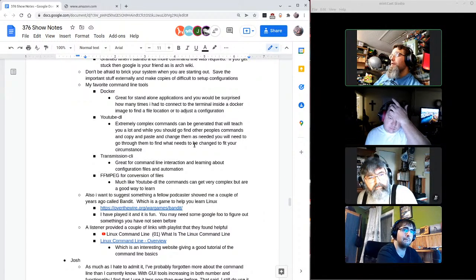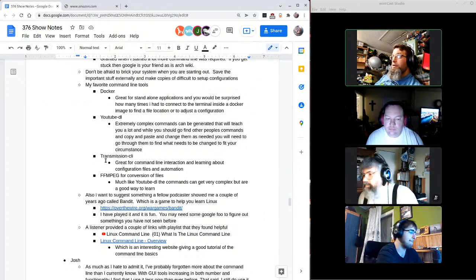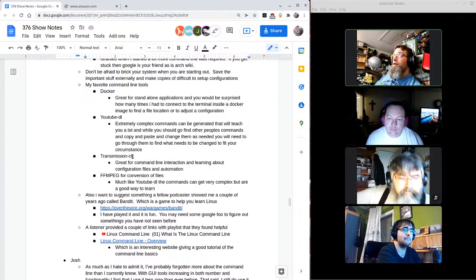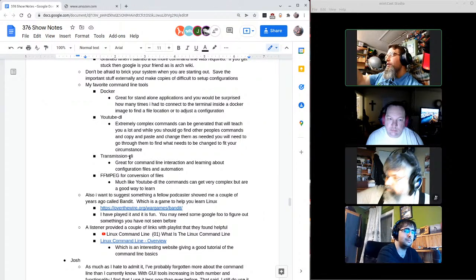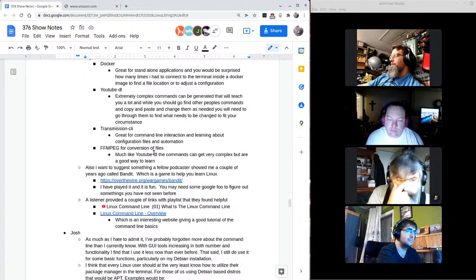Another one for basically learning about configuration files and automation is Transmission CLI. A lot of people use Transmission GUI. I recommend Transmission CLI if you really, really want to get down and learn the automation portion of it and really get into the configuration file and do everything yourself.